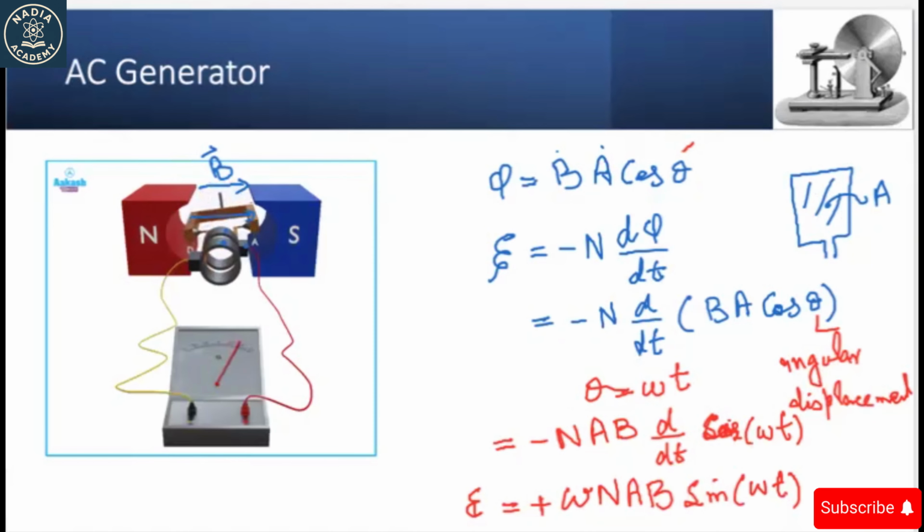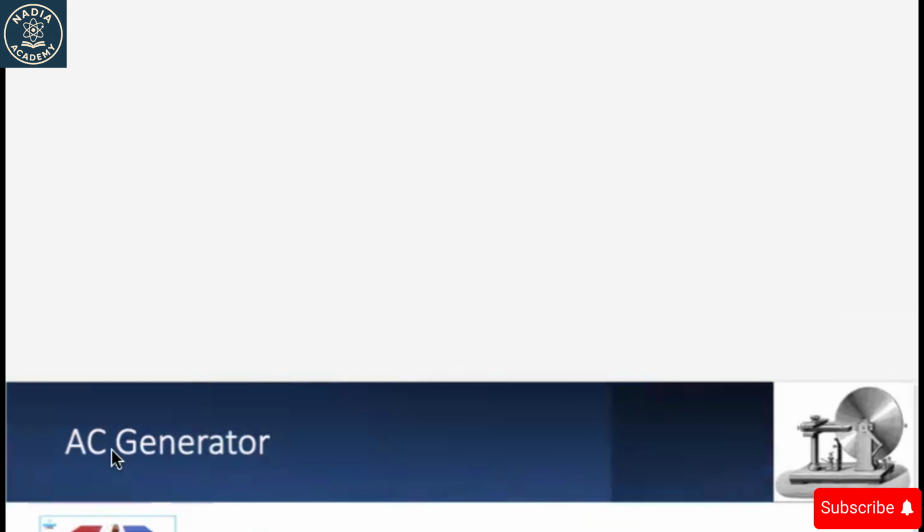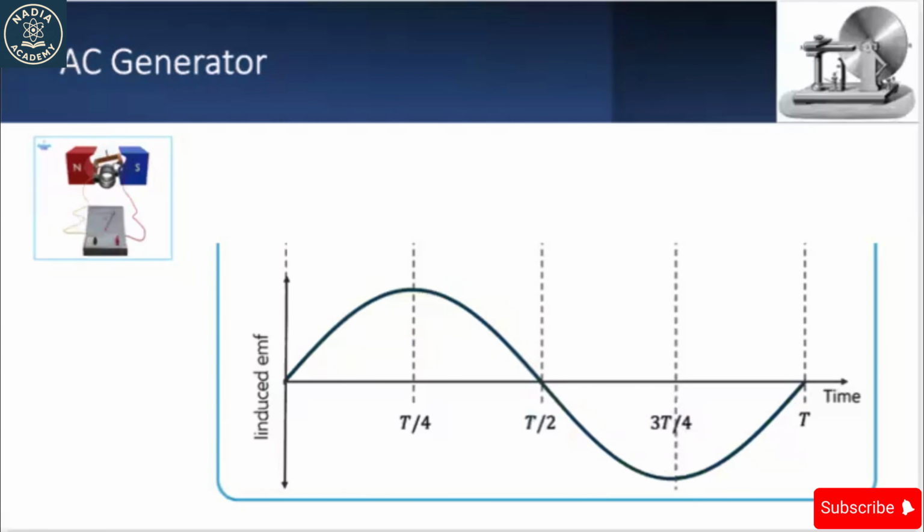Now, what will be the result of this rotation and how do we get the induced EMF? The induced EMF will look like this. And here you can see that our induced EMF is 0. So now we understand how the induced EMF will look in the AC generator.